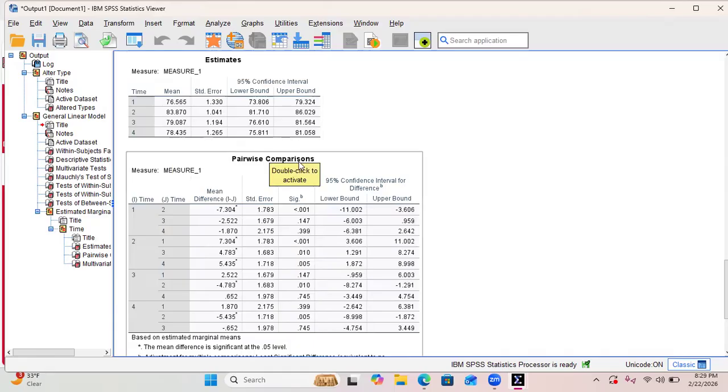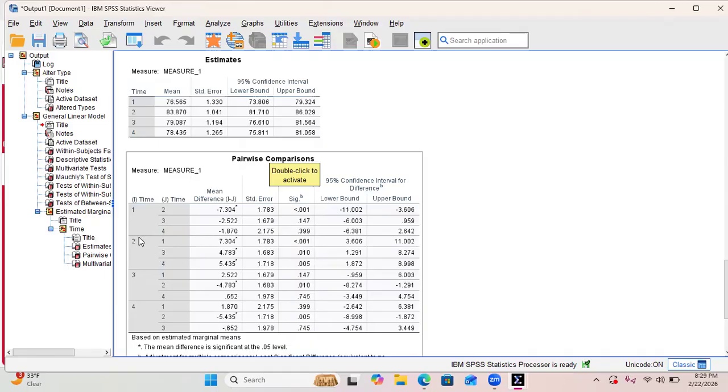So what we're going to do is look at the pairwise comparisons. From the pretest to the 5-minute mark, the significance is less than 0.05. So there is a significant difference between the pretest and the 5-minute mark. However, there's not a significant difference between the pretest and the 1 hour mark because that's greater than 0.05. And there's not a significant difference between the pretest and the 4 hour mark because that's above 0.05 as well.